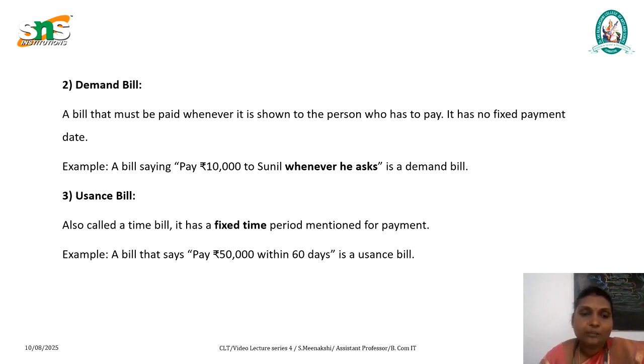Usance bill is one that has a fixed period of time which will be mentioned clearly in the instrument. For example, a bill says pay rupees 5,000 within 60 days. So within 60 days is the specified period of time. The amount must be paid within 2 months of the date of drawing. So it is called usance bill. Here the date of payment will be mentioned clearly.